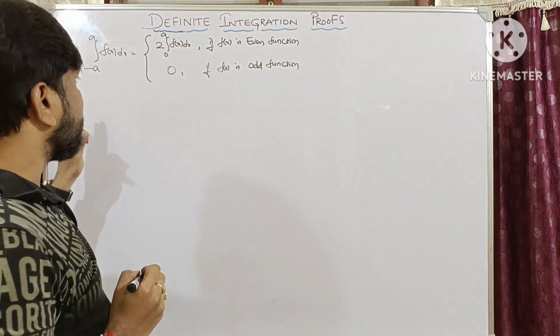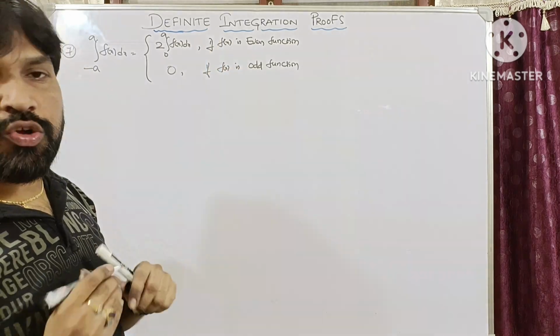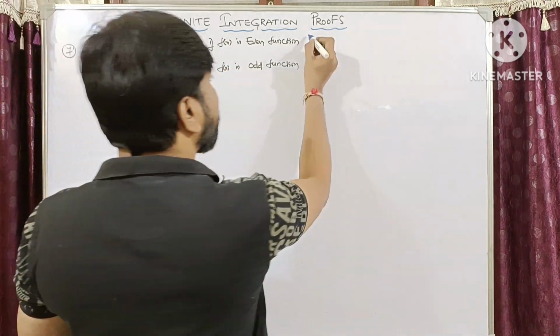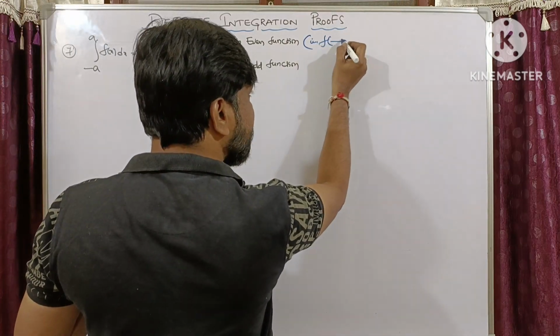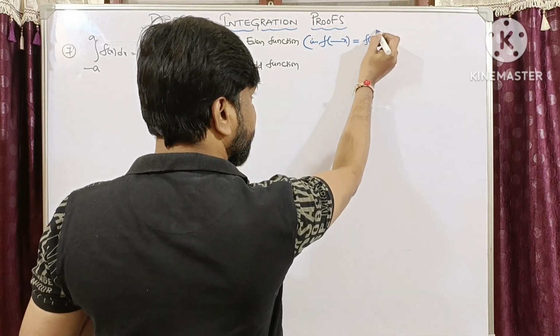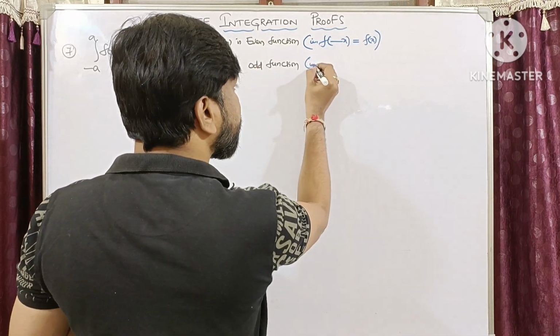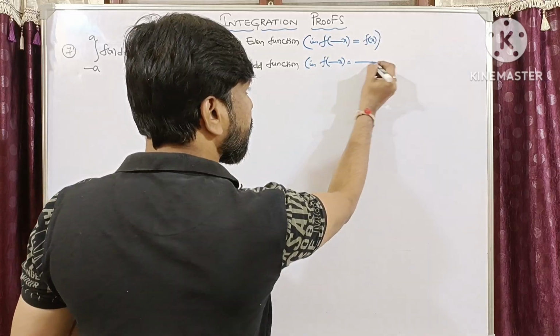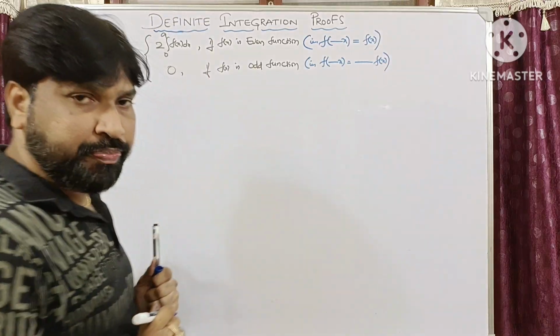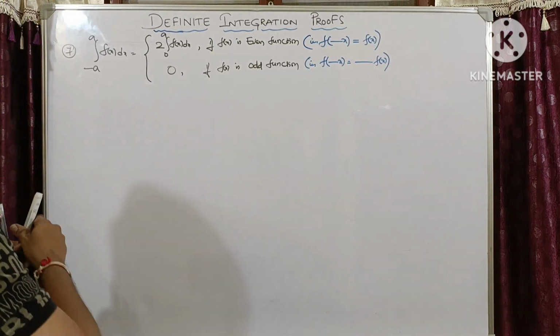Clear? So first of all, if you want to prove this one, you have to know what an even function is and what an odd function is. The definition of an even function is that f of minus x can be written as f of x. Then that function is an even function. What is an odd function? That is f of minus x is equal to minus f of x. This is an odd function. If you know the definitions, the problem will be very easy. So let us start the proof.